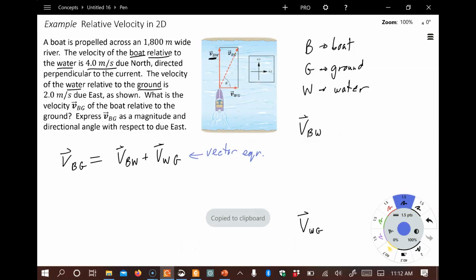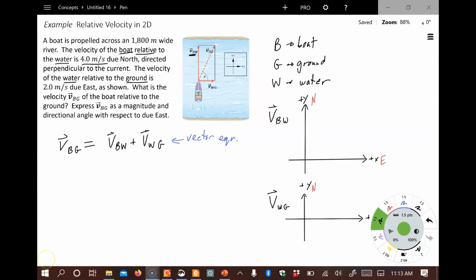Let's create a little space here and draw some coordinate systems. Luckily, these are simple vectors that are aligned parallel to one or the other coordinate axes. The velocity of the boat with respect to the water, which you can see plotted here, points due north. All of the magnitude of that vector, all 4 meters per second, is in the direction north. How do we figure out the components of that?